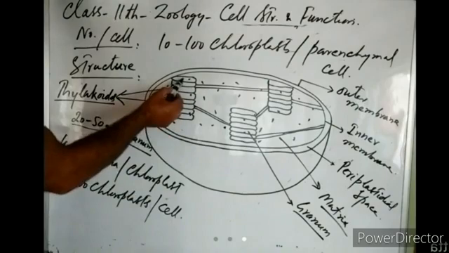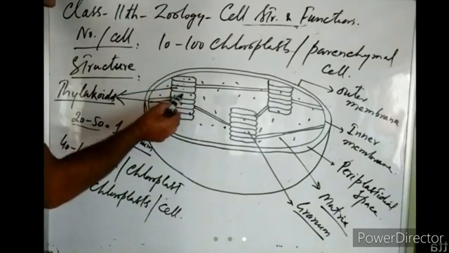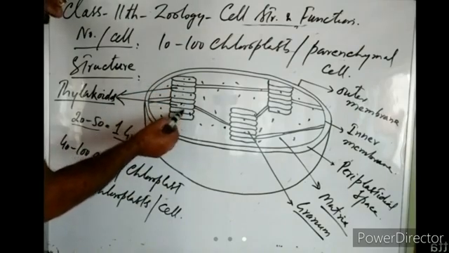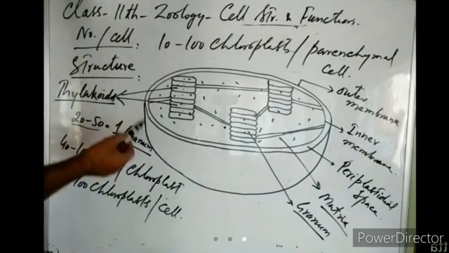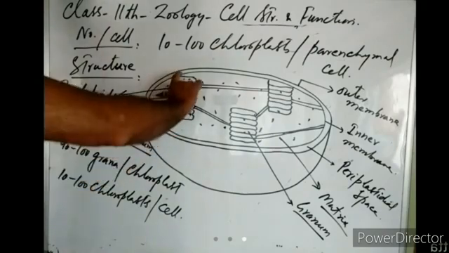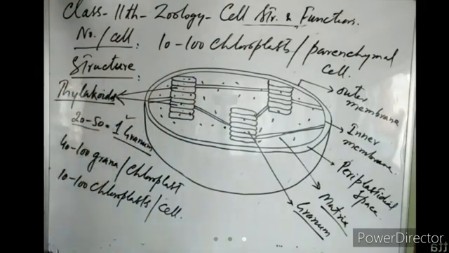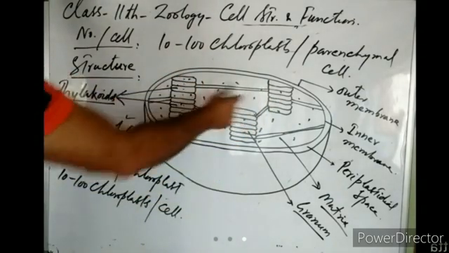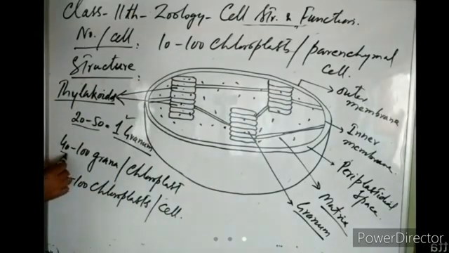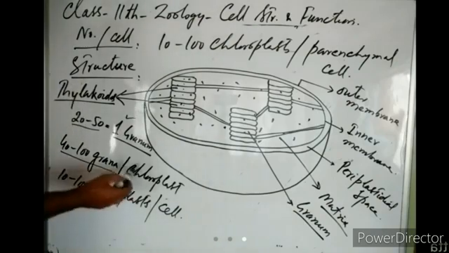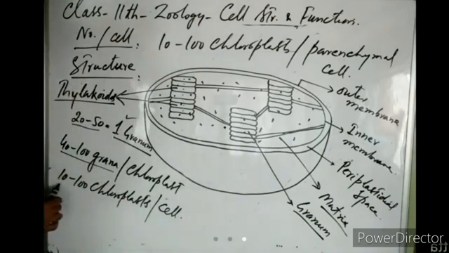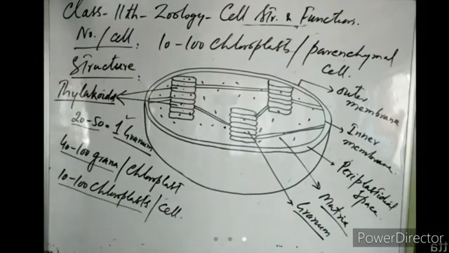So this is one thylakoid, this is another thylakoid, another thylakoid. Many thylakoids. How many thylakoids? Some 20 to 50 or sometimes more. They stack upon each other and they form one granum. In a single chloroplast, there may be some 40 to 100 grana. And in a cell, there may be some 10 to 100 chloroplasts per cell.